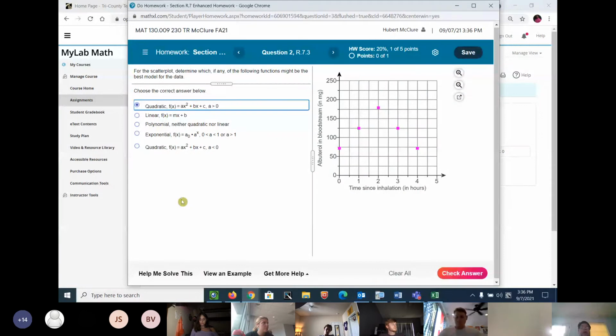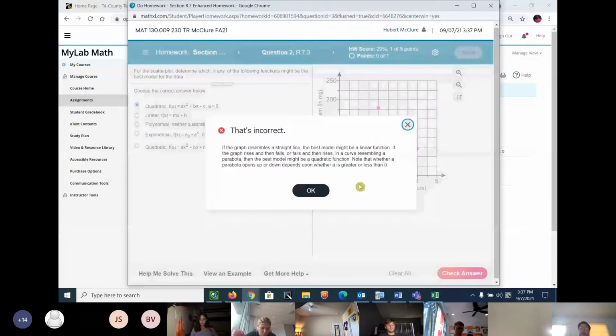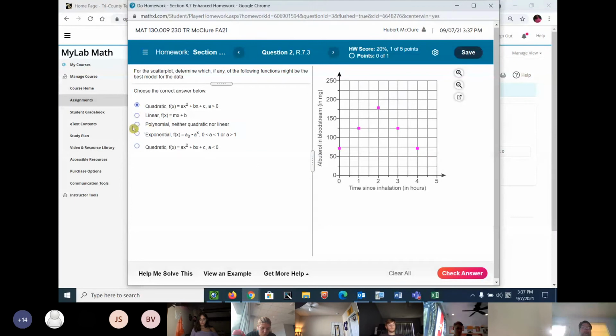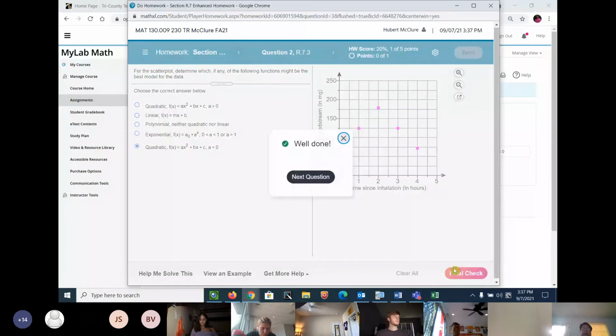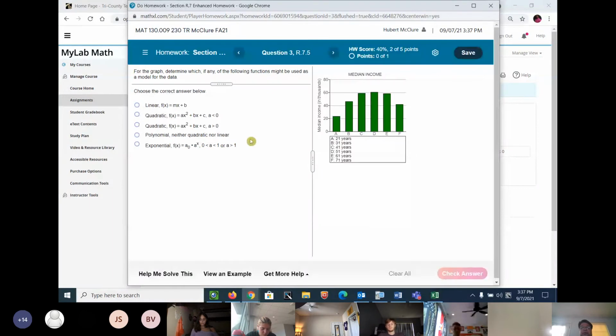Quadratic. That one says neither quadratic nor linear, so it's either this one, greater than 0. It'd be greater than 0. Then it's going to be polynomial. I have no idea what it is. Quadratic less than 0. Okay, less than 0. Not a good test question.